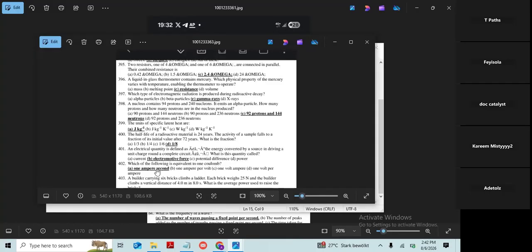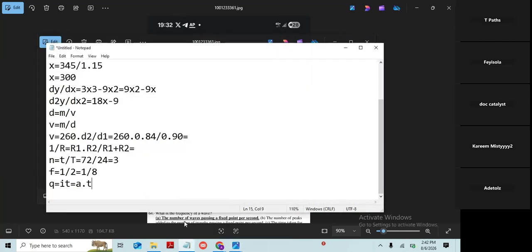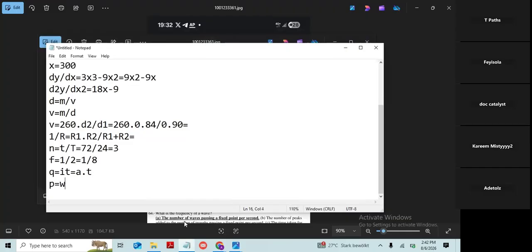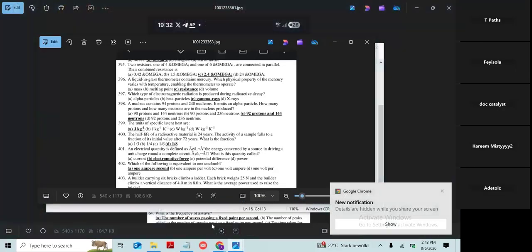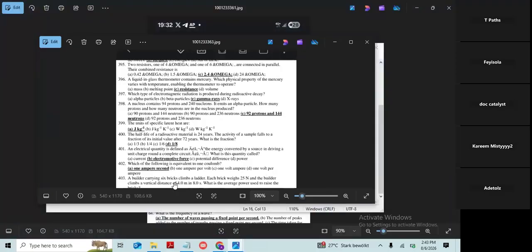Sorry, I'm so fast. A builder carries 6 bricks and climbs a ladder, each brick weighs 25 newtons, and the builder climbs a distance of 4. We have power, and power is equal to work done over time, which is equal to force times distance divided by time. We are given the force, which is 25, the time 8 seconds, and the distance 4.